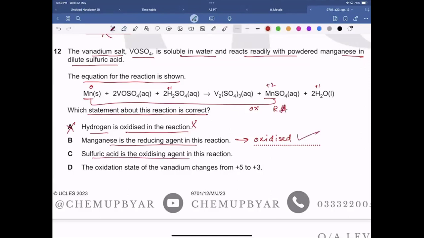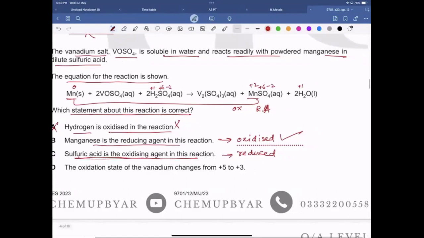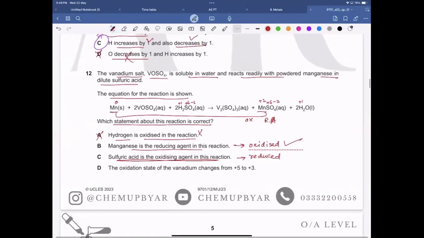Sulfuric acid is an oxidizing agent. So the oxidizing agent is the one which is reduced. So its sulfur is +6 and oxygen is -2. Hydrogen, there is no change in hydrogen. Sulfur is still +6 and the oxygen is -2. So none of the elements from the sulfuric acid has its oxidation number changing. So it's not acting as an oxidizing agent, neither a reducing agent. I hope it's clear to all of you.